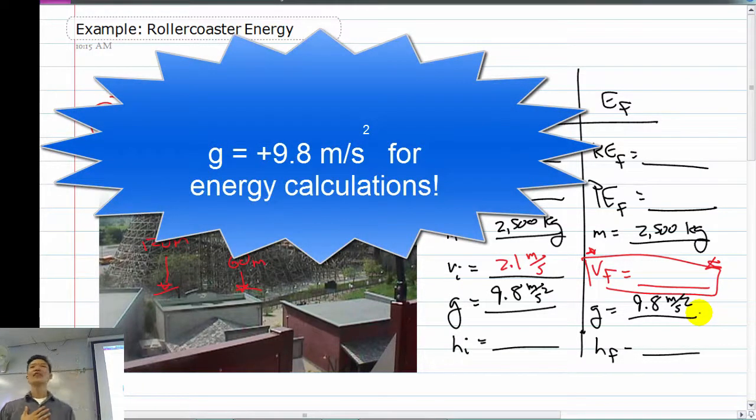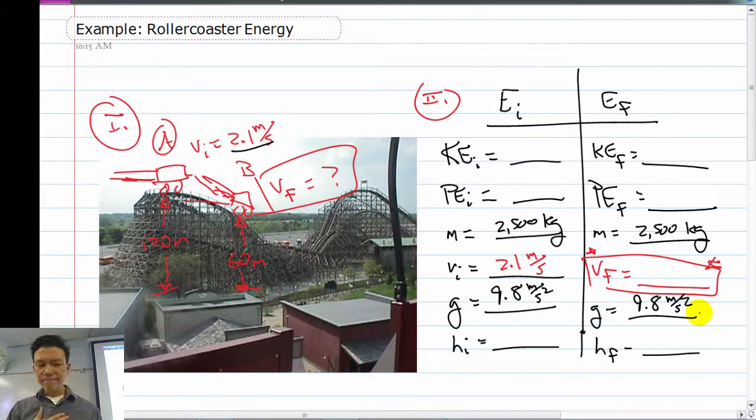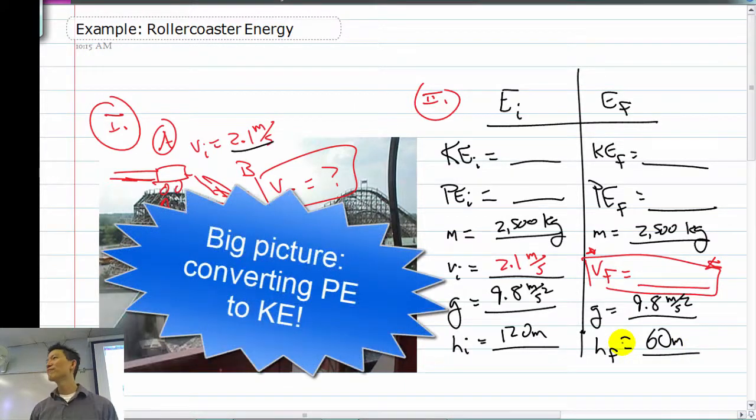So here, you don't want to memorize blindly. You want to apply the mathematics intelligently to try to understand what happened. Height. What's the initial height? 20 meters. And the final height is 60 meters. In other words, we're converting 50% of the potential energy into kinetic. That's really what's going on. See that? The big picture.